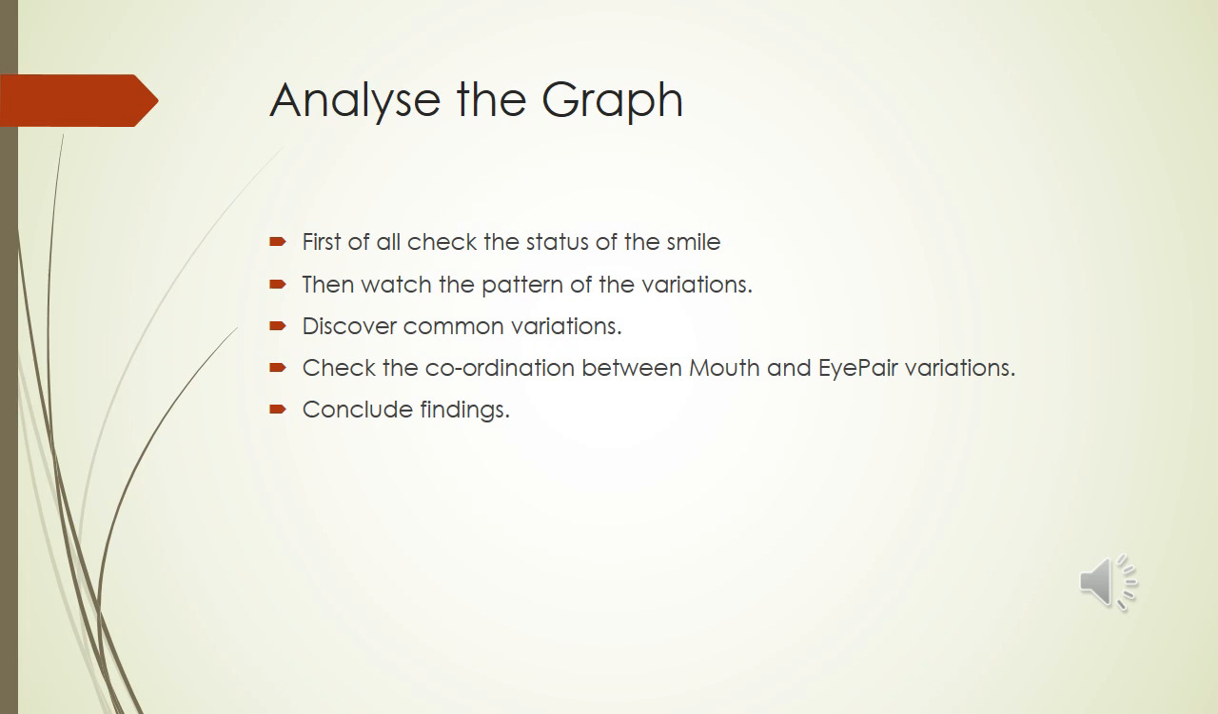Check the coordination between mouth and eye pair. This is also important. If there is no variation in the mouth but there is variation in the eye, that doesn't mean it is a fake smile. If there are variations in the mouth and little variations in the eye pair, then we can take it as a genuine smile too. But both should go together, and in the last step, we can conclude findings.